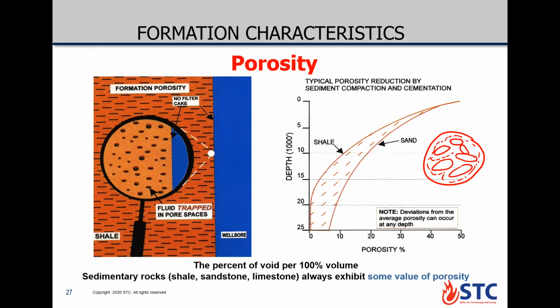Let's make a comparison between two rocks, shale formation and sand formation. At a depth of 10,000 feet, for example, here at this point, if we need to record the porosity for the shale and for the sand, we're going to find for the shale about 10%, but for sand about 20%. So this is why we use the sand formation to act as a reservoir, not shale.